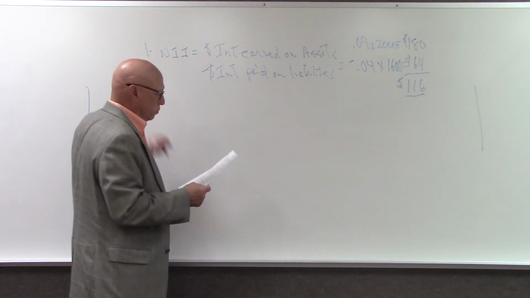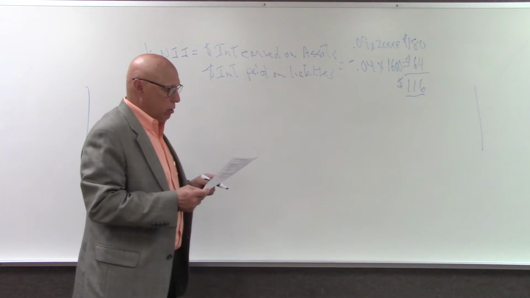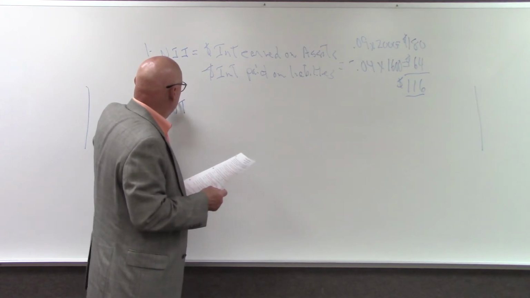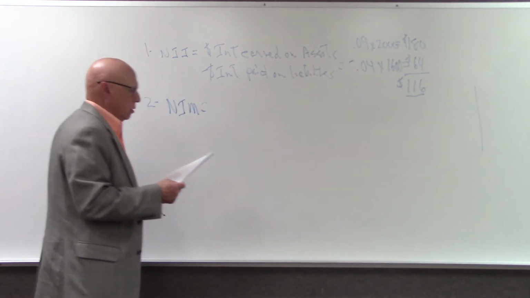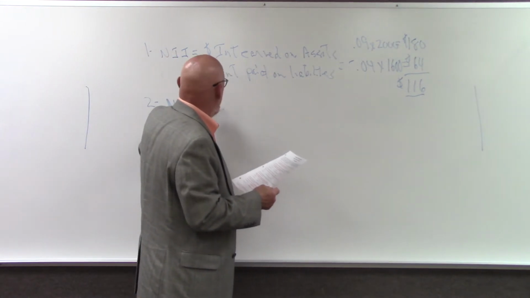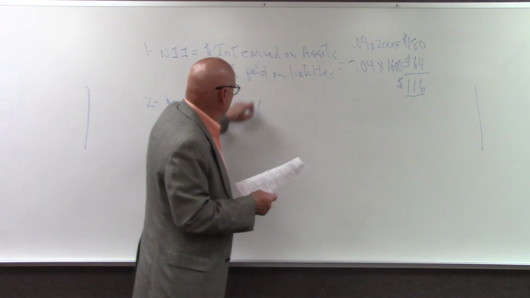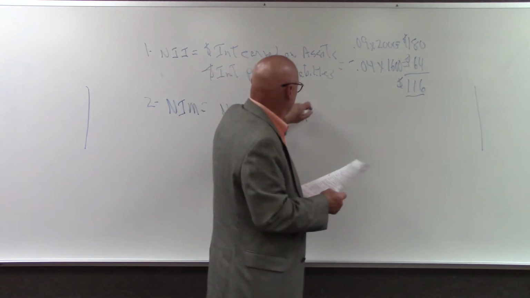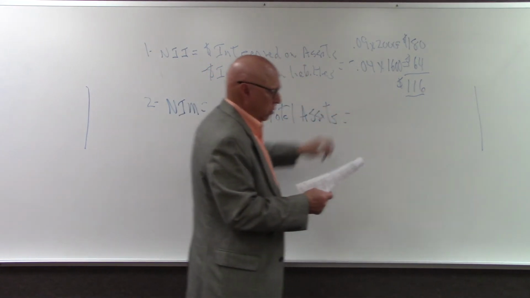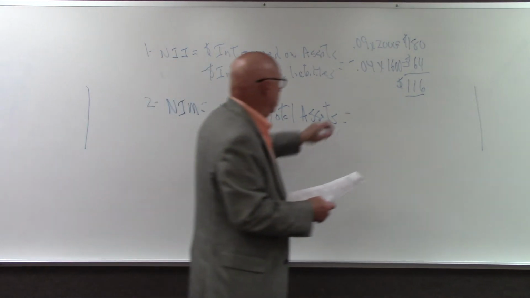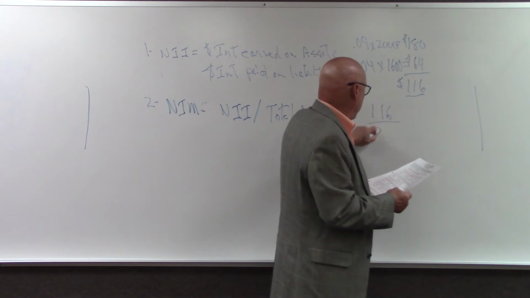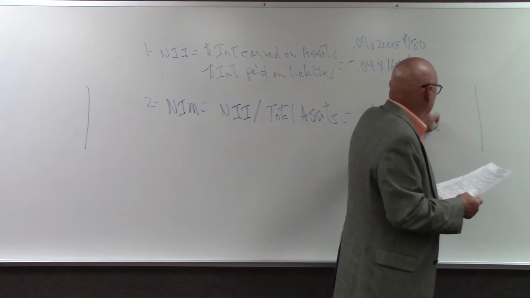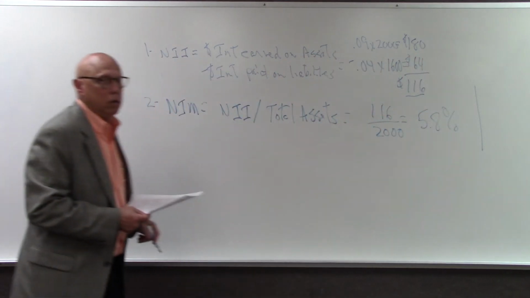Question number two. If interest rates do not change in the next 90 days, what is this bank's net interest margin? NIM equals NII, net interest income, divided by total assets. Equals 116 divided by 2,000, which is 5.8%. Okay?